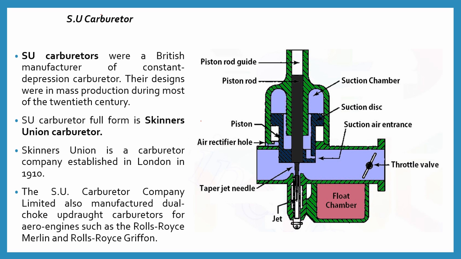Here you can see in this picture, this is the SU or Skinner's Union carburetor. This is the float chamber, and a control valve is there. This one is the suction chamber. This one is the suction disc. Here is a tapered jet in this place. This one is the jet. Here is the air rectifier hole. This is called a piston. Here is a piston rod. So this is the basic picture of an SU or Skinner's Union carburetor.